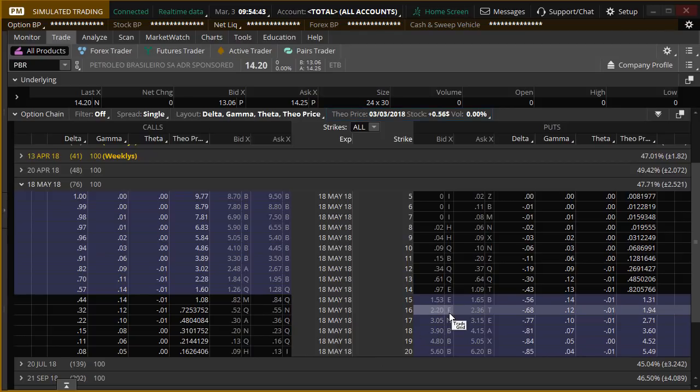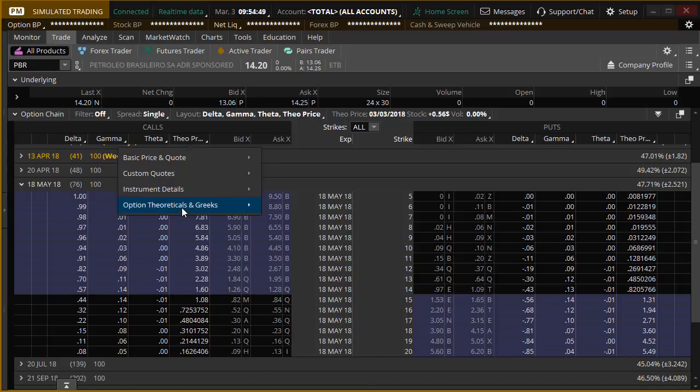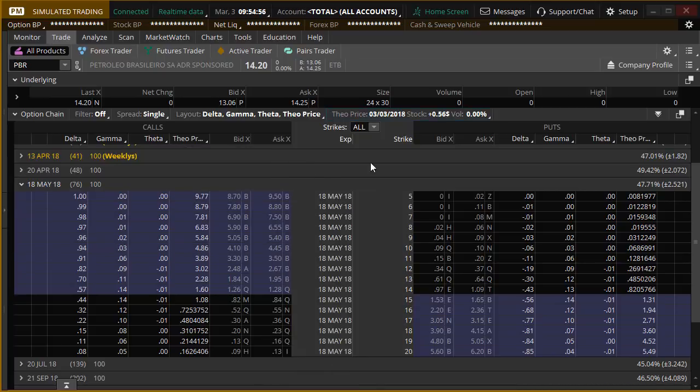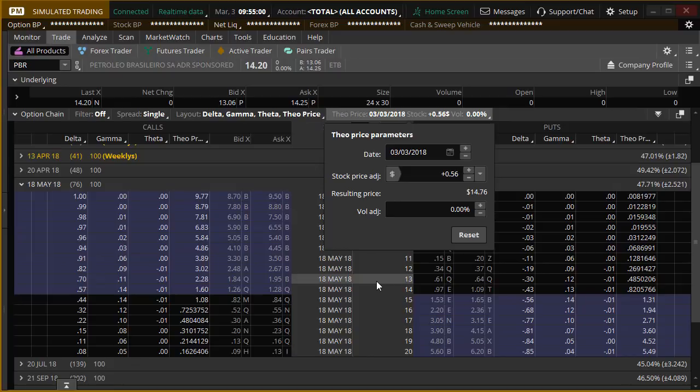You guys need to learn to use the platform. Theoretical price model, you just change one of your columns. Go to theoreticals and Greeks. There's the Theo price. Add that to your columns. And then the tool pops up here in your toolbar and you just open it up.